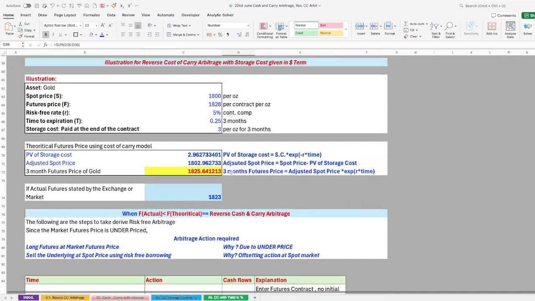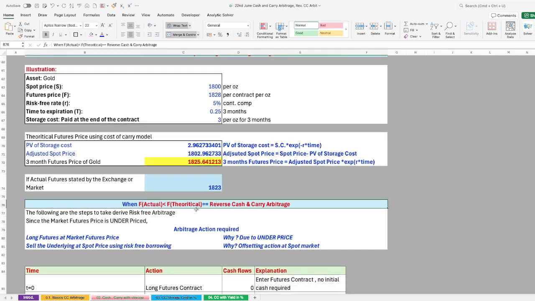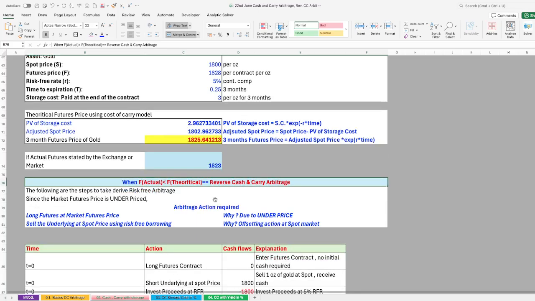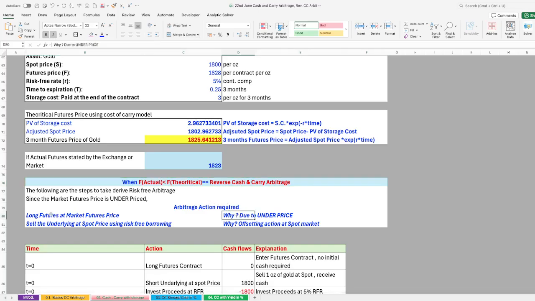We can take the opposite. It's the same model, except we assume the futures price as 1,823, which is below the theoretical price. So the market futures price is less than the theoretical price, and we call it a reverse cash and carry arbitrage. So what do we do when the market price is underpriced? We buy the futures and sell the underlying.